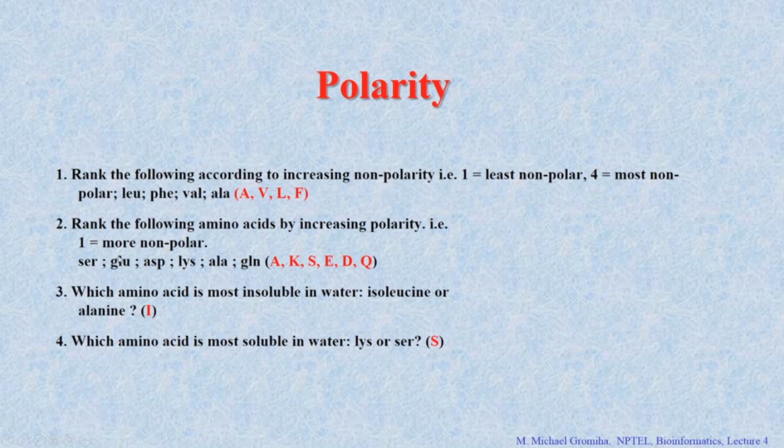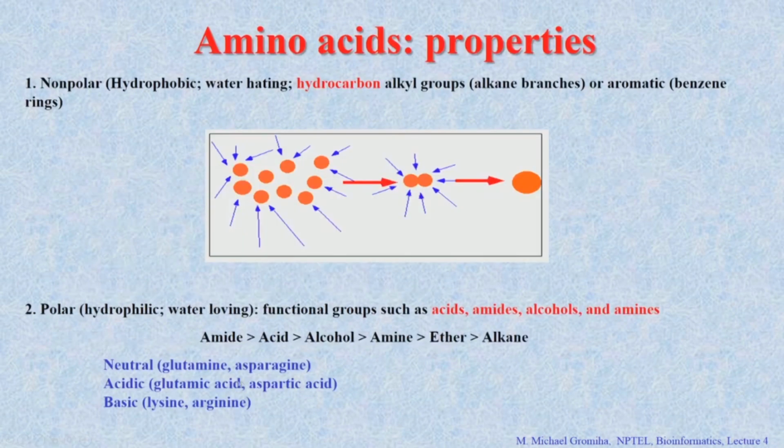Then the second question: I have 6 amino acids: serine, glutamic acid, aspartic acid, lysine, alanine and glutamine. Can you rank these amino acids based on increasing polarity? Alanine is the most non-polar, because it is the aliphatic one. So, this is highly non-polar. Then for the others, this is the order: first amide has more, then acidic acid, then alcohol, then amine, and then ether and alkane.